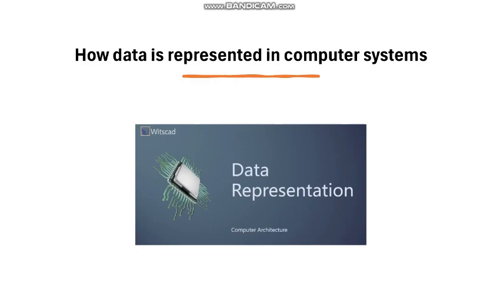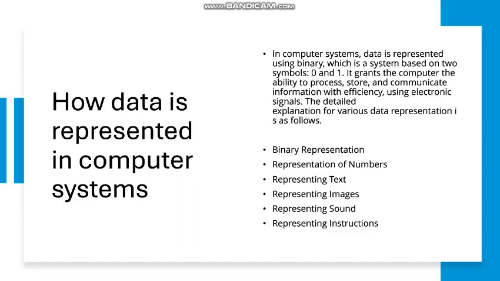In the next one, we're going to discuss how data is represented in computer systems. In computer systems, data is represented using binary, which is a system based on two symbols, zeros and ones. It grants computers the ability to process, store, and communicate information efficiently using electronic signals.